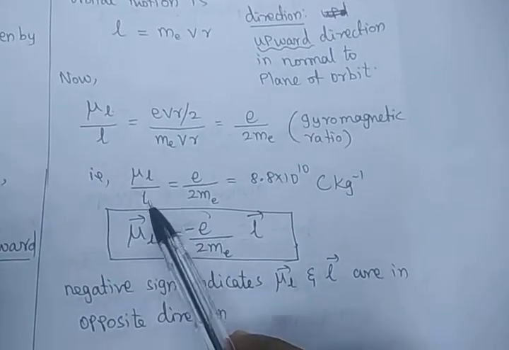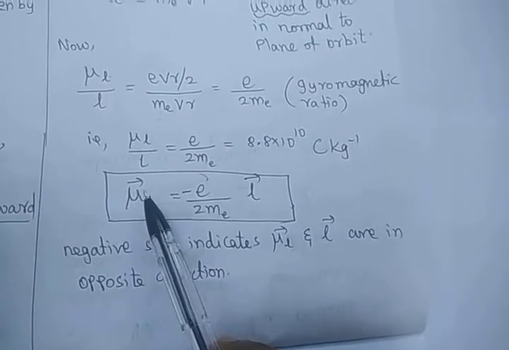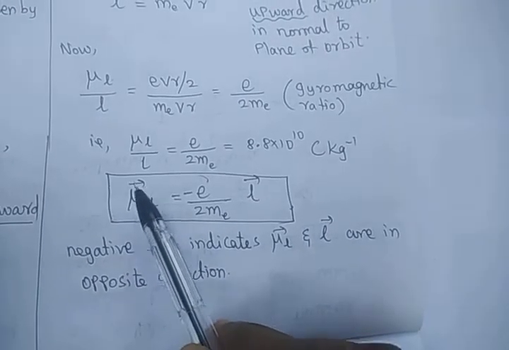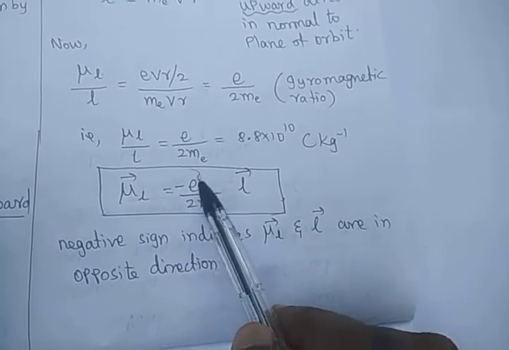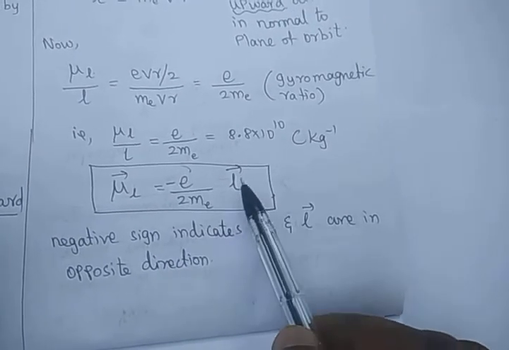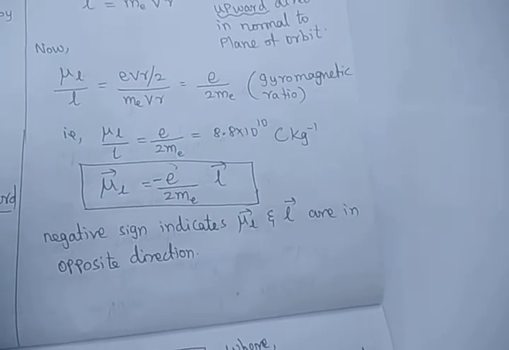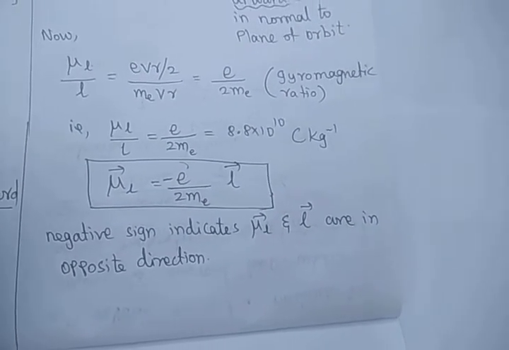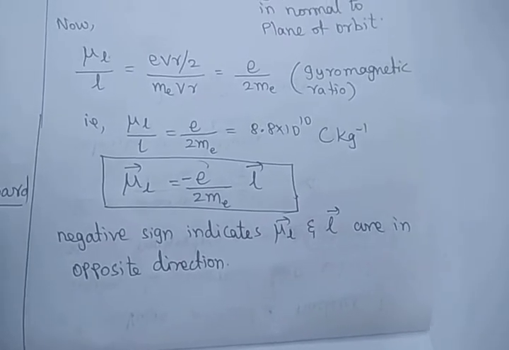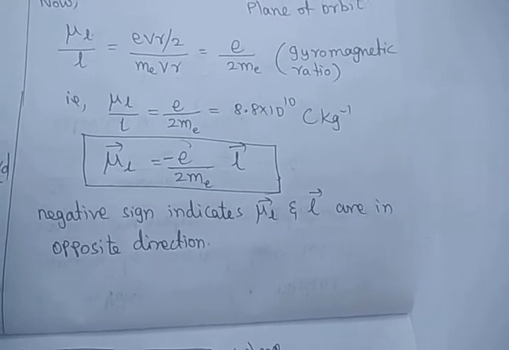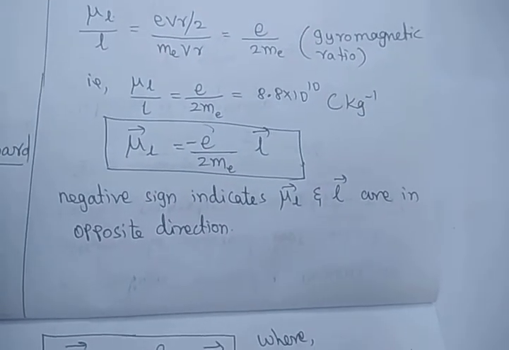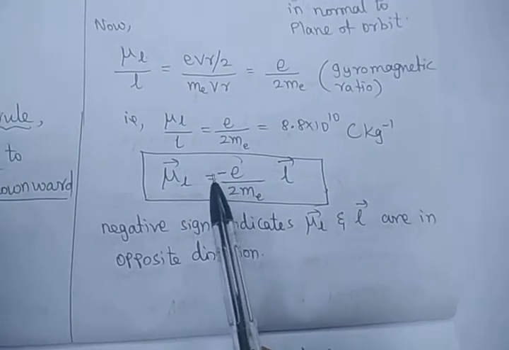So mu L, you bring this L here. In vector form, the orbital magnetic dipole moment is given by minus e by 2 me L vector. You may ask why this minus sign comes. This minus sign indicates that the orbital magnetic dipole moment and the angular momentum of the electron are in the opposite sense. So we have to put a minus sign here.